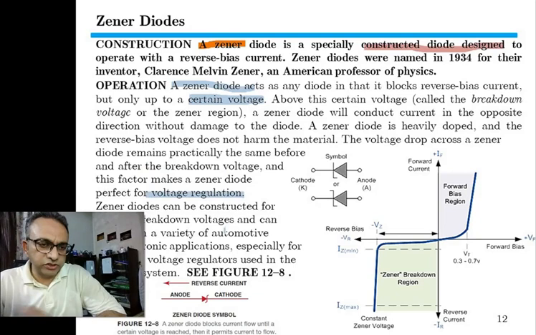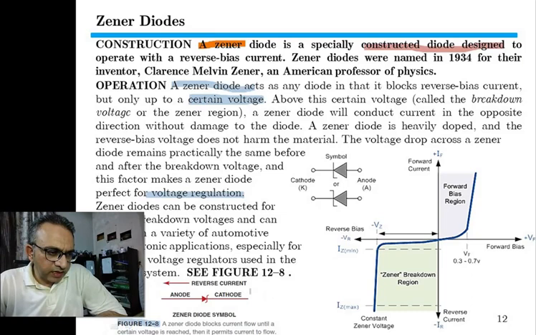So let us look at the characteristics of a Zener diode. Figure 12.8 shows the Zener diode symbol. There is just a very small difference in the symbol. The terminals are named the same, cathode and anode. However, we will operate the diode in the reverse condition, therefore reverse current in the opposite direction will flow.